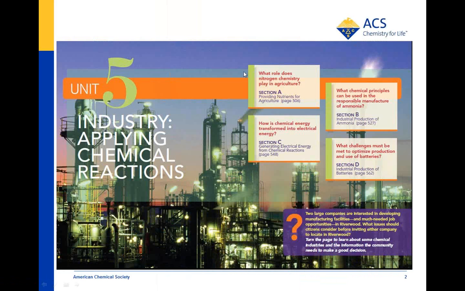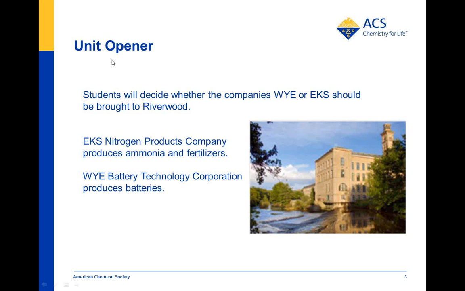So here we start with Unit 5. This is the opener page, and it tells you what the students are going to look at. In Section A and B, students are going to look at nitrogen chemistry, fertilizers and agriculture, and the production of ammonia. In Section C and D, we'll switch gears and look at batteries and electrochemistry. So we're actually looking at two different industries throughout this unit.